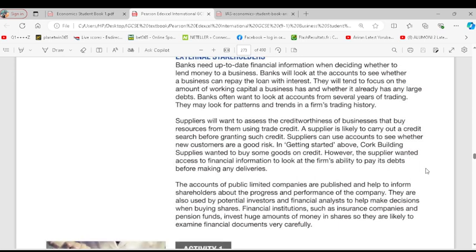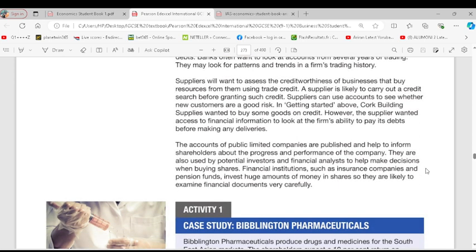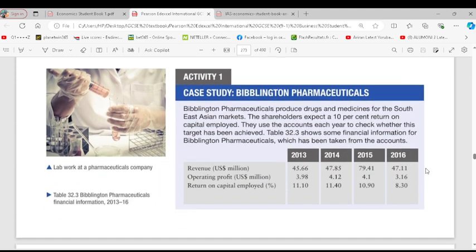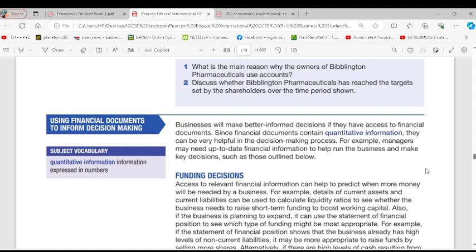Clear? Okay, sure. Suppliers, these are the businesses you buy from. Yes or no? They want to be sure that you are credit worthy. How are they sure that you are credit worthy? They want to be sure that you don't have a lot of trade payables in your statement of financial position. If you are having a lot of trade payables in your statement of financial position, it means you are owing a lot of suppliers. They wouldn't want to sell to you. Clear? Yeah, sure. Clear.